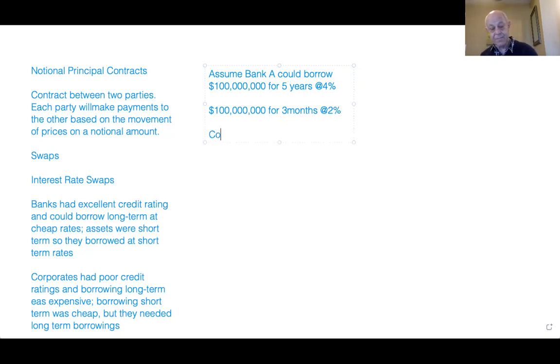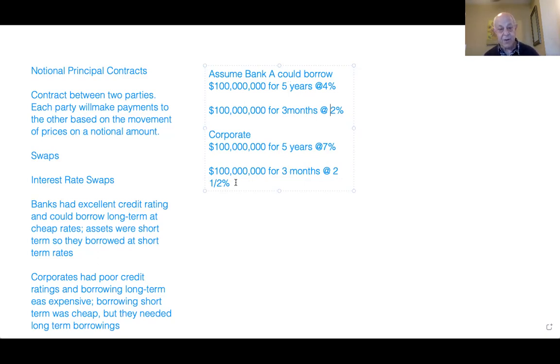Right? And now we have the corporate. They can borrow 100 million for 5 years at 7%. They've got to pay more because lenders are going to demand a higher rate of interest because they're taking greater credit risk. But no one thinks they're going to go out of business in 3 months. So they can borrow 100 million for 3 months at 2.5%. They're still going to have to pay a little more than the bank, but they're still going to get a cheap rate.